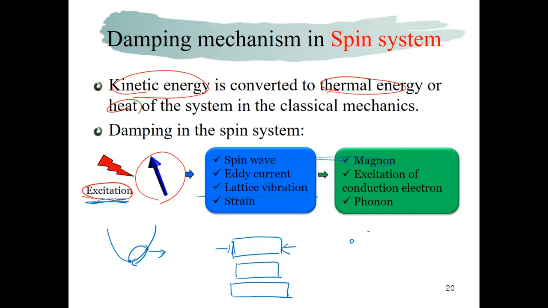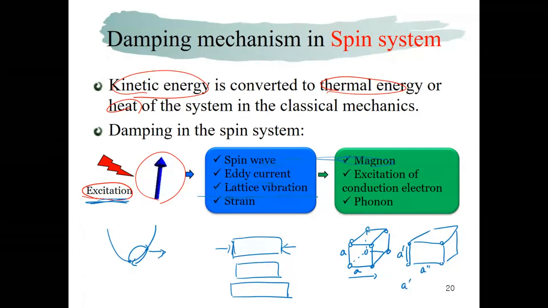Actually, if we have a cubic structure, for example simple cubic, and we apply a certain amount of stress in this direction, the lattice distance can increase a little bit. Generally in this case, this distance was A and A, but now A prime and A double prime are not the same. So in this case, we cannot say this is cubic.